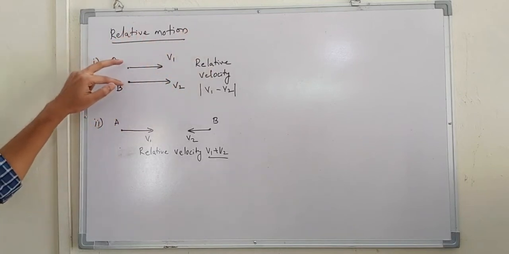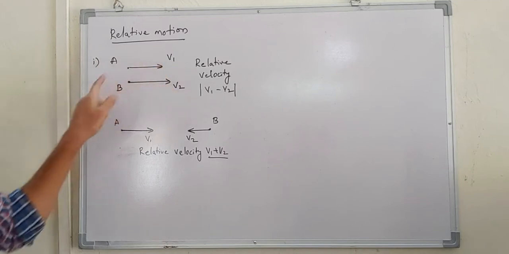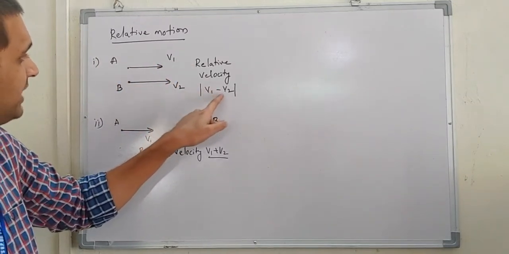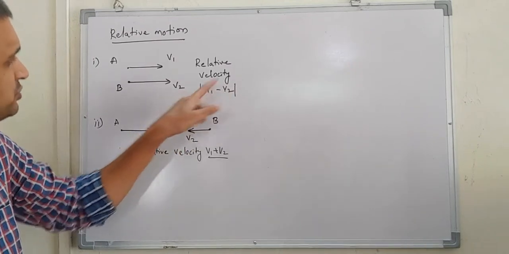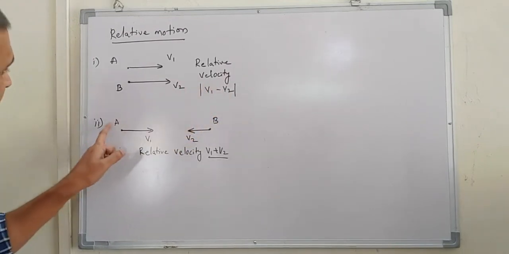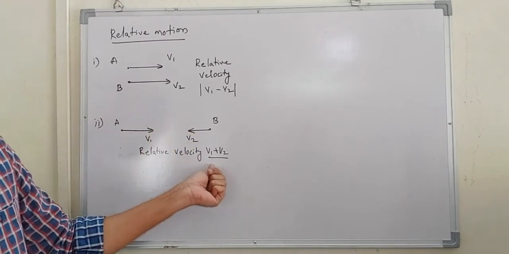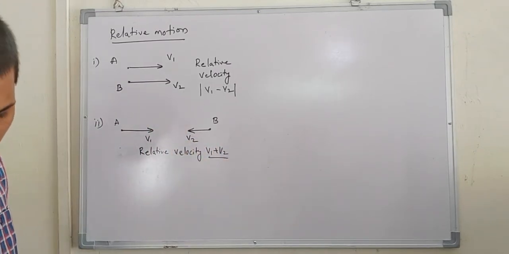So when you take up two particles or bodies moving with two different velocities in the same direction, their relative velocity becomes how much? V1 minus V2 or V2 minus V1, absolute values we have to take. And when they are moving towards each other or away from each other, their relative velocity becomes V1 plus V2 meter per second.